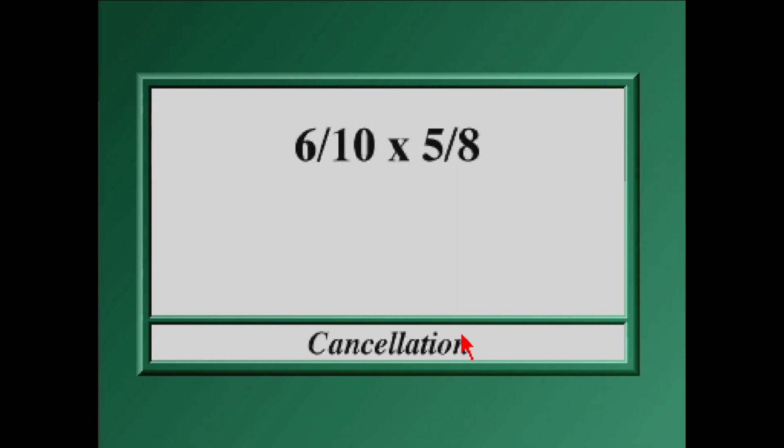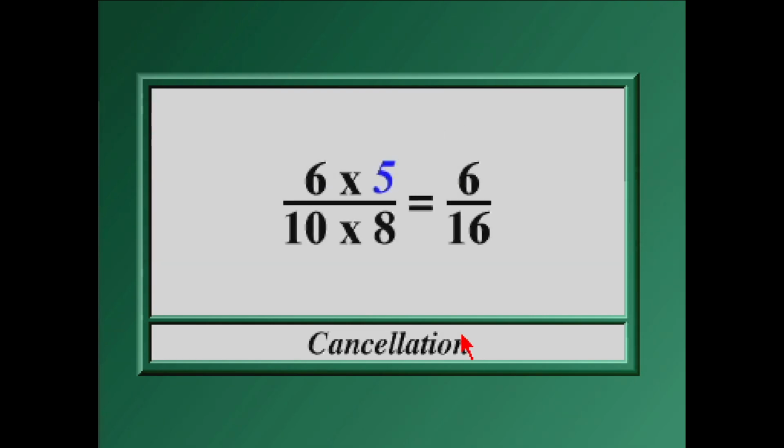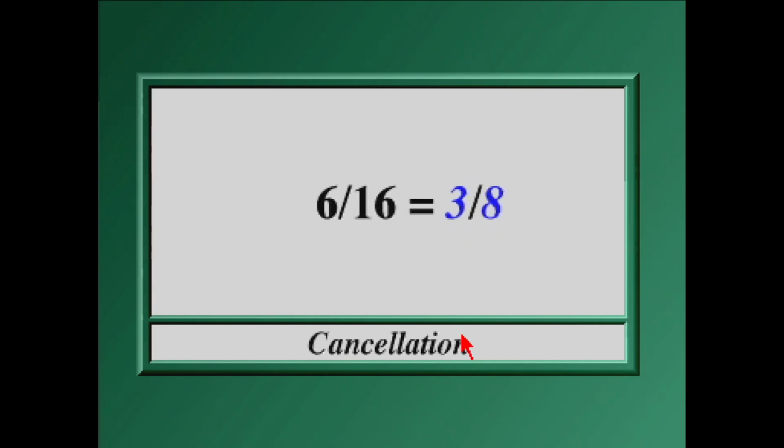To multiply 6/10 by 5/8, we get 6 times 5 over 10 times 8. By dividing the 5 in the numerator by 5, the 5 becomes a 1. By dividing the 10 in the denominator by 5, the 10 becomes a 2. The result is 6 times 1 over 2 times 8, or 6 over 16. 6/16 reduced to lowest terms becomes 3/8, the correct answer.